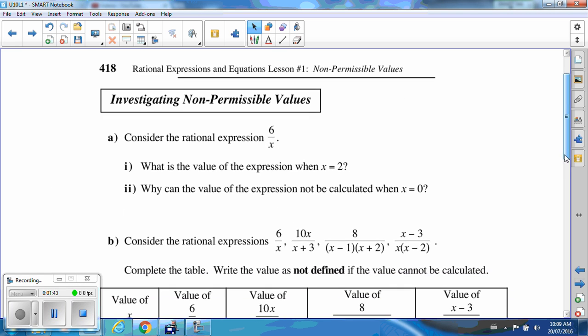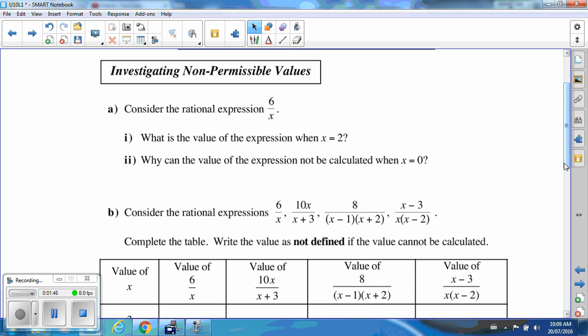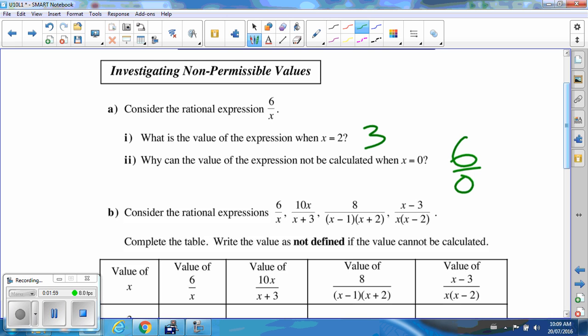Non-permissible values. So if we have the rational expression 6 over x, what if x is 2? Well, hey, when we put in x is 2, 6 divided by 2 is 3. What about when we put in x equals 0? Well, 6 divided by 0, that doesn't make any sense.